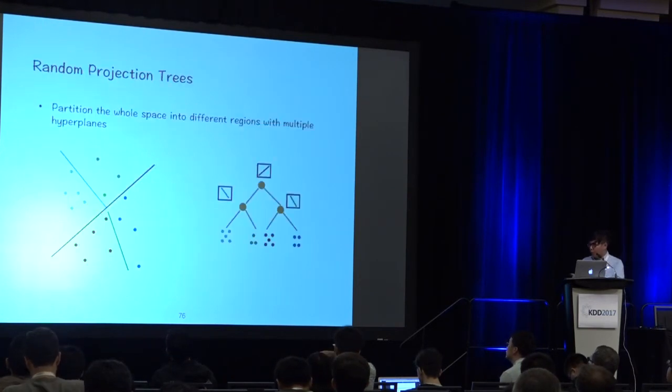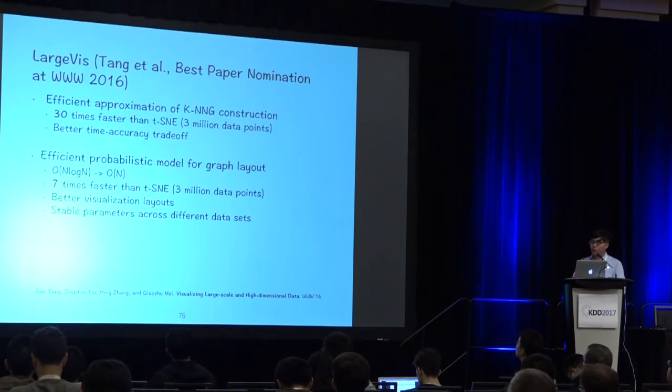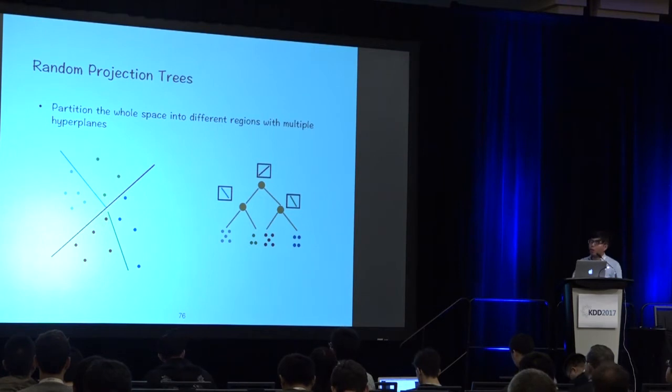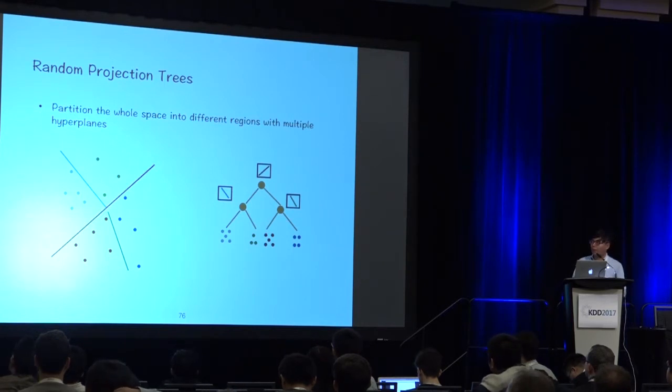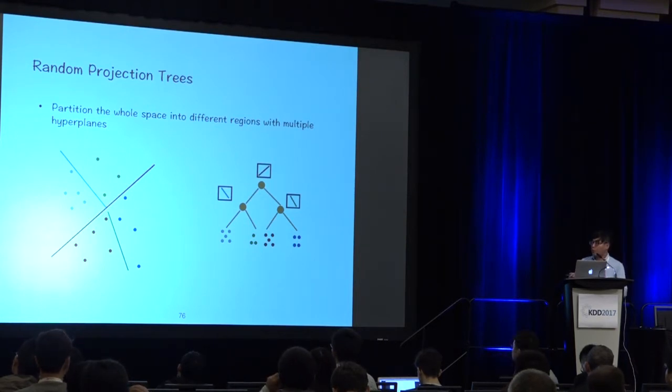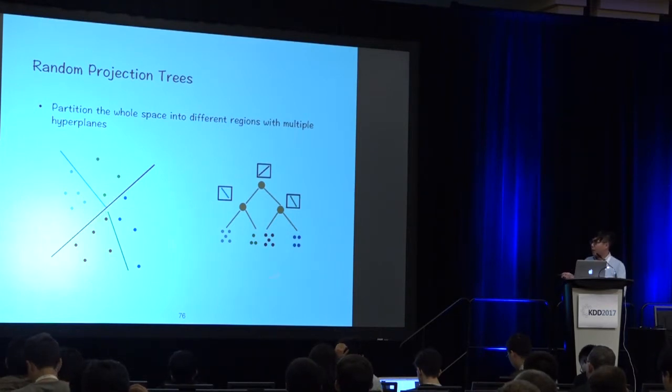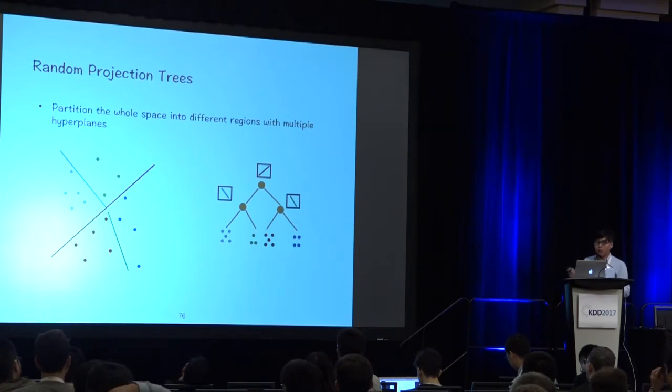Next I'm going to introduce our approach: how we can very efficiently and effectively construct a k-nearest neighbor graph, and then how to map it into two-dimensional or three-dimensional space. I will first talk about how to efficiently construct the k-nearest neighbor graph. Our approach is based on the state-of-the-art approach for k-nearest neighbor graph construction, the random projection tree, which partitions the whole space into small regions with multiple hyperplanes, and the whole space is organized in a tree. With this tree structure we can very efficiently construct the k-nearest neighbor graph.